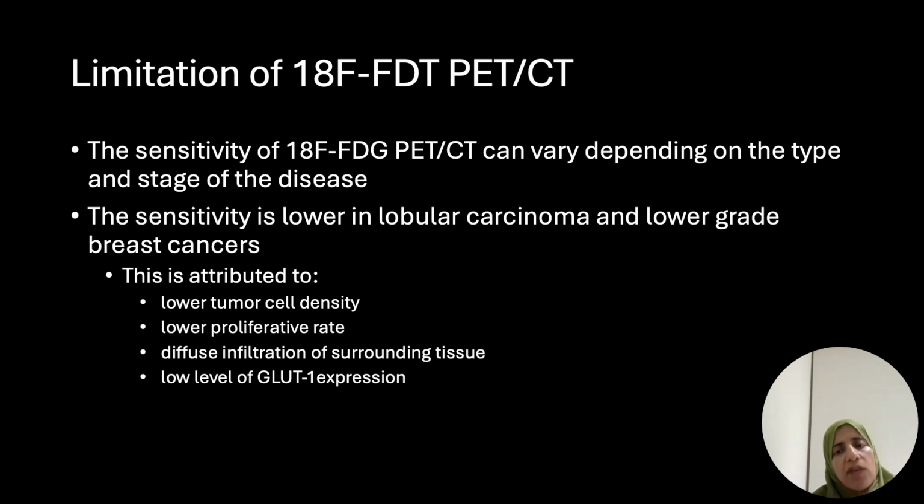Limitations: the sensitivity varies with the type of cancer and the grade and stage of the cancer as well. So it has lower sensitivity in lobular carcinoma and in lower grade breast cancers. And why is it lower in lobular carcinoma? Because the tumor cell density is low. As you know, it's like fine malignant cells going between the fibroglandular tissue, and it has lower proliferative rates, and it tends to be infiltrative between the surrounding tissue, and it has a low level of GLUT1 expression as well. That's all, and thank you very much.